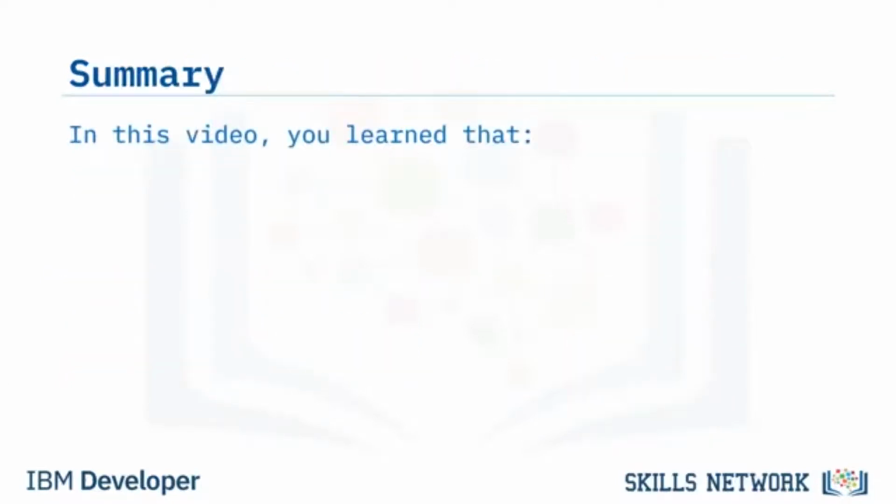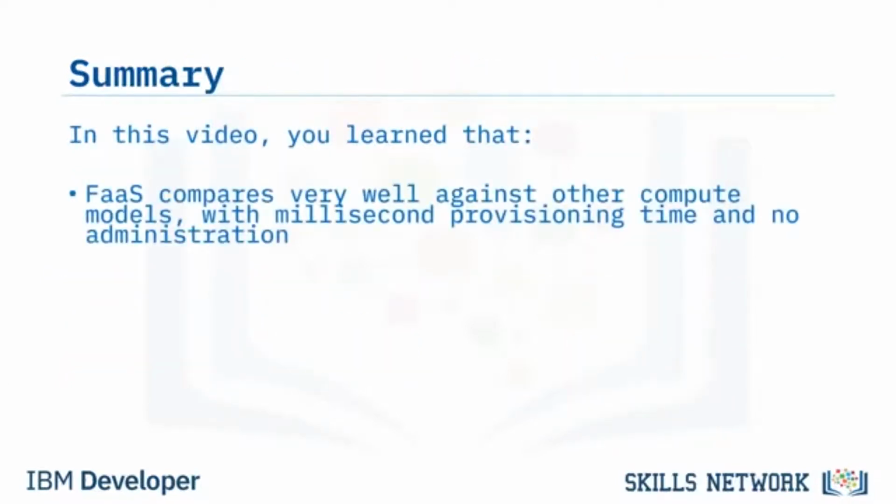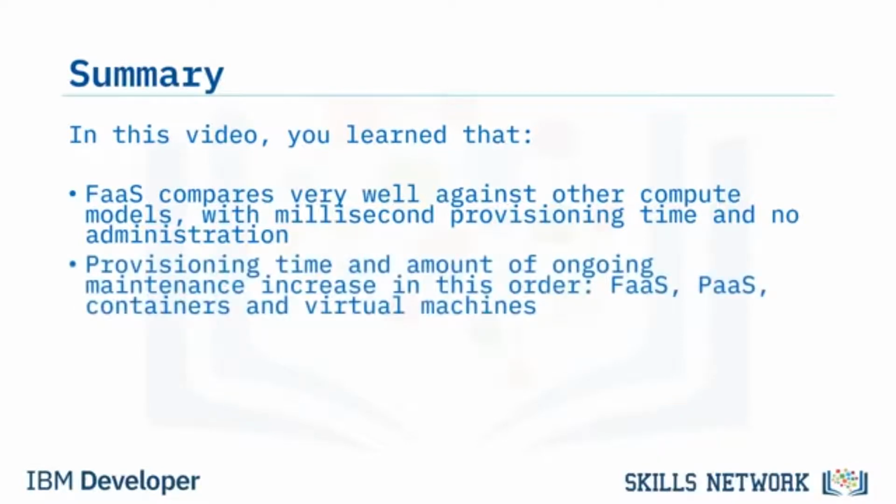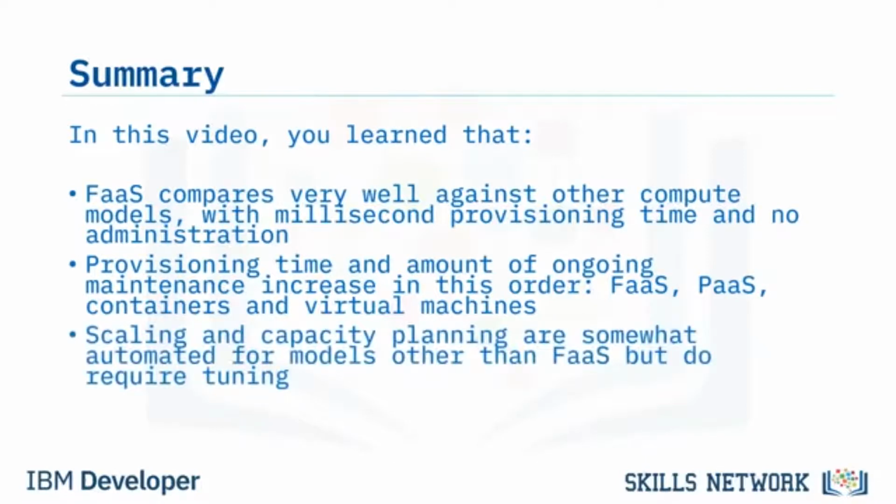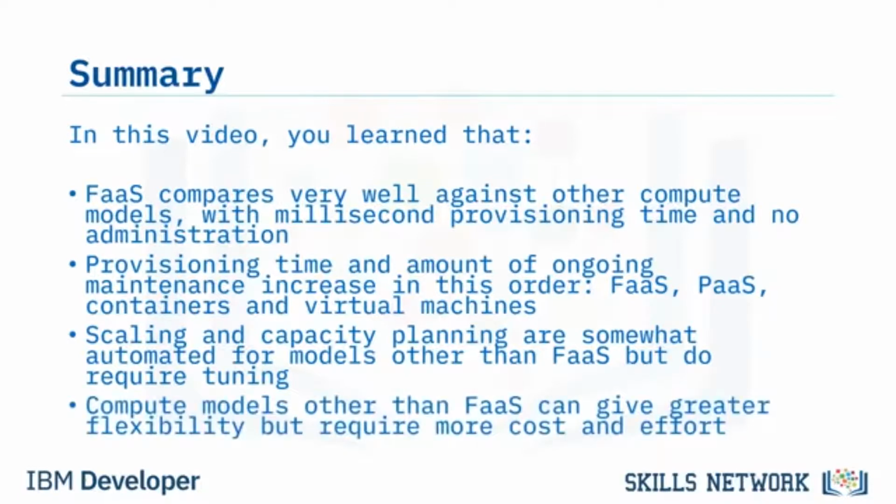In this video, you learned that FAS compares very well against other compute models, with millisecond provisioning time and no administration. Provisioning time and amount of ongoing maintenance increase in this order: FAS, PaaS, containers, virtual machines. Scaling and capacity planning are somewhat automated for models other than FAS, but do require tuning. Compute models other than FAS can give greater flexibility, but require more cost and effort.